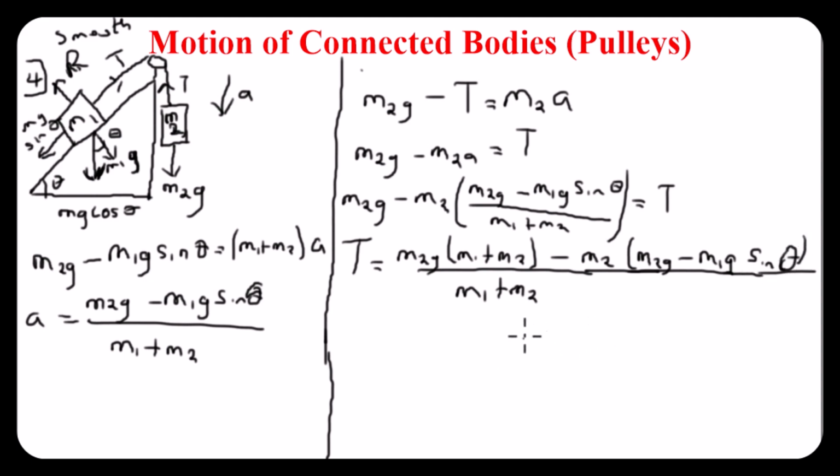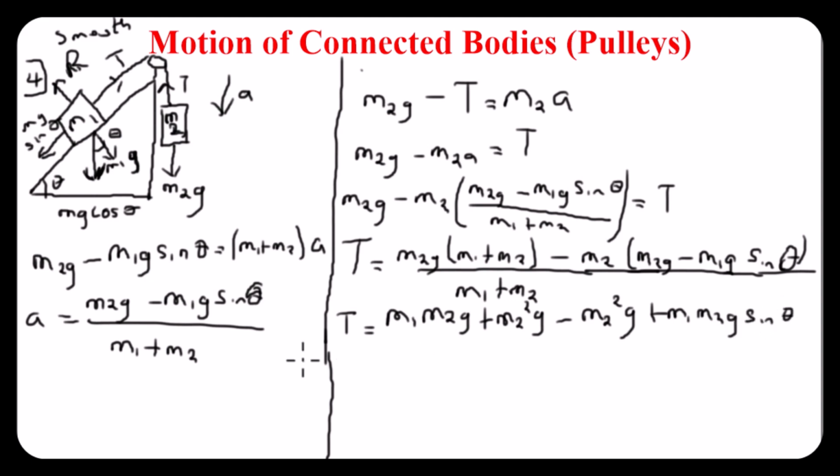Now it's time for us to simplify further. Of course, as always, if you leave your expression like this, you still arrive at the same answer. But why not make your expression much more readable? Expanding these brackets, we'll be having m1 m2 g plus m2 squared g minus m2 squared g and plus m1 m2 g sine theta, everything divided by m1 plus m2.